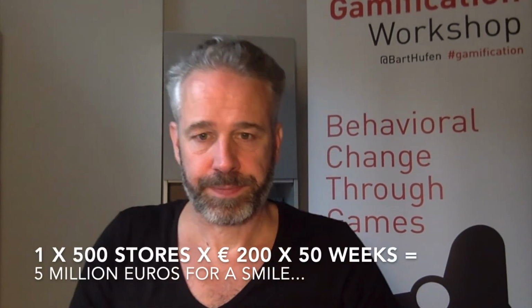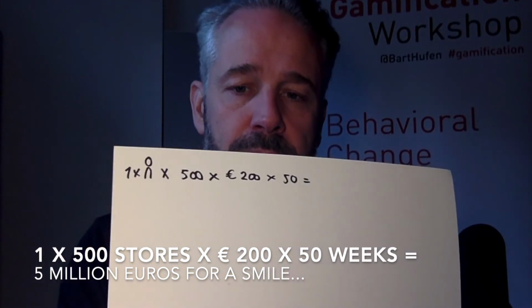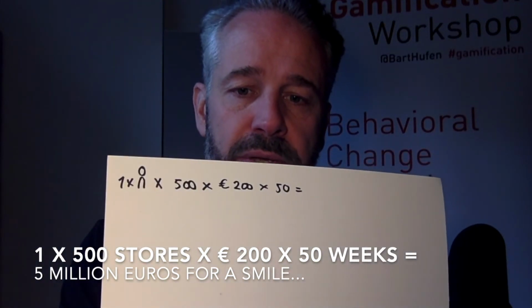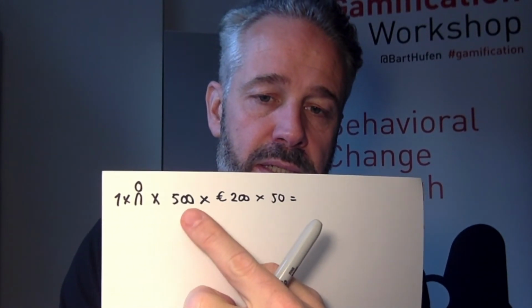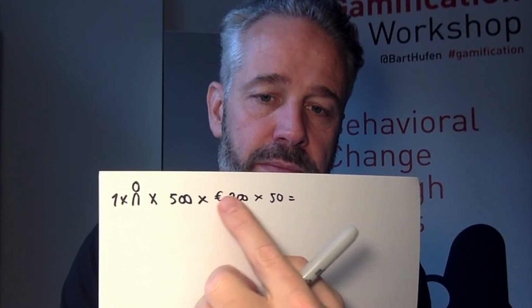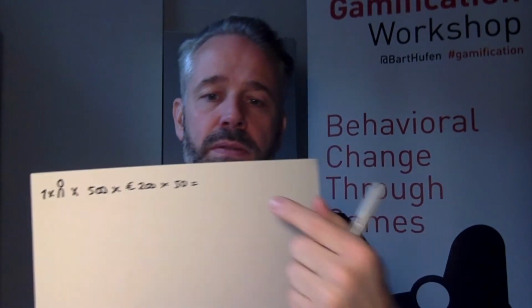And how many weeks are you open? I asked him. And he said, well, we're open 50 weeks a year. So if you calculate that, you will come up with a sum. That's one person every week, so it's times 50, 500 stores and 200 euros. So do the math and you will have an indication of what the desired behavior would actually make you money-wise. And that's only one of all the actions that they defined.